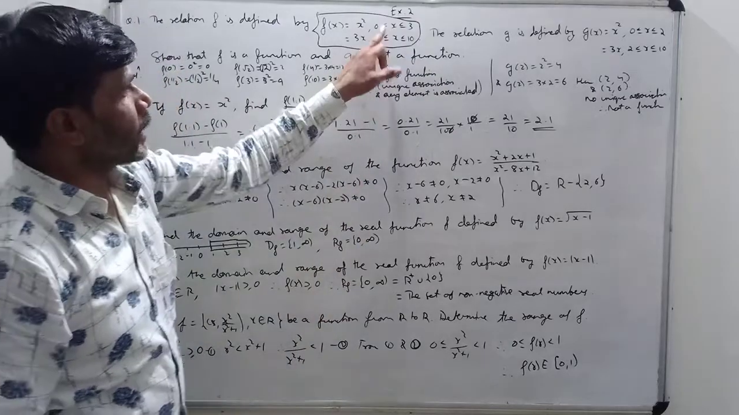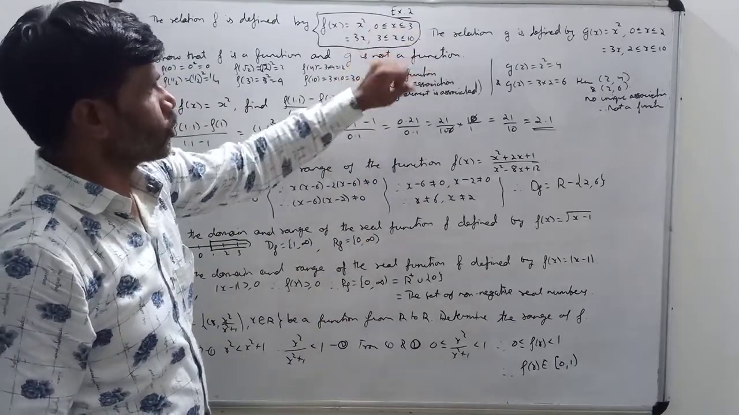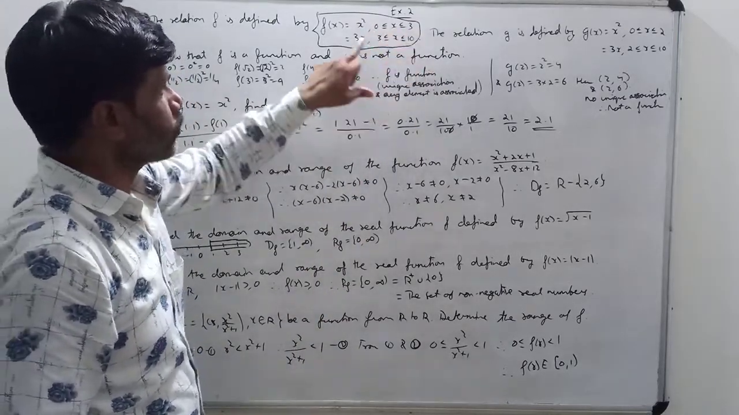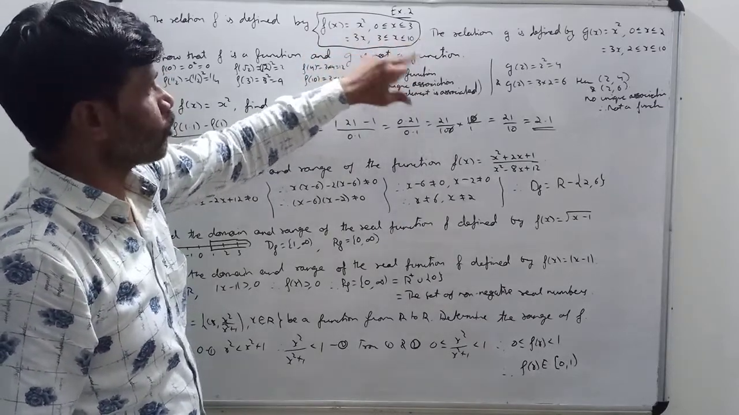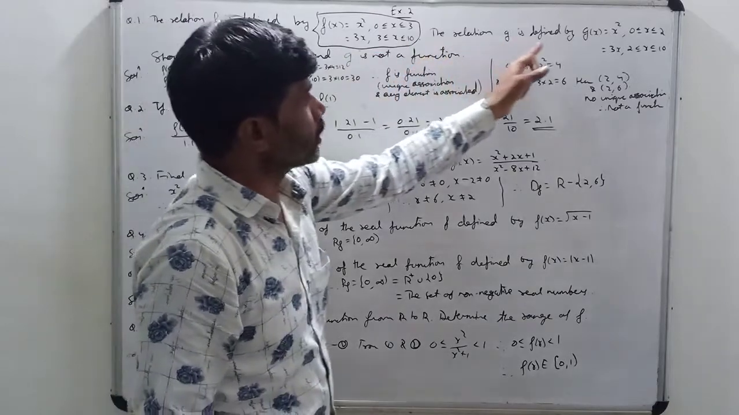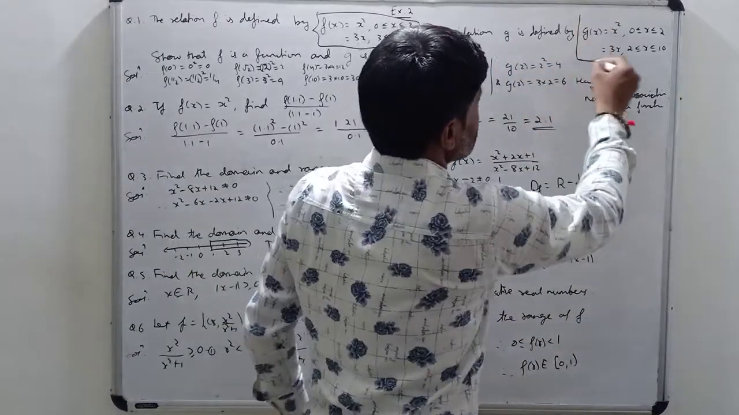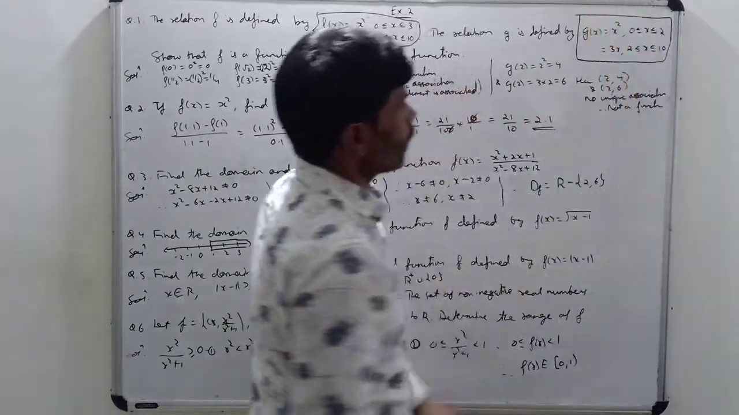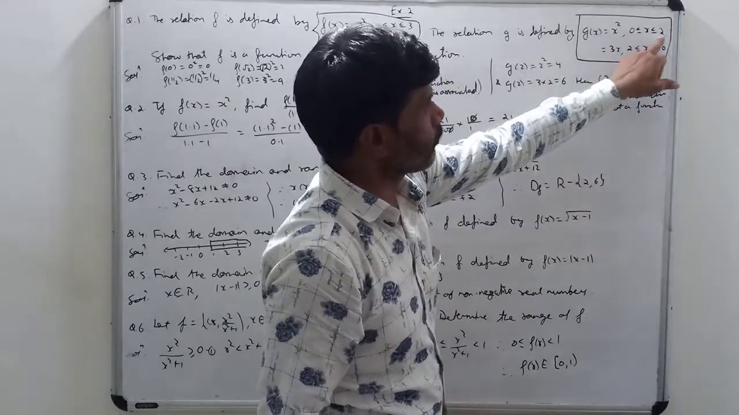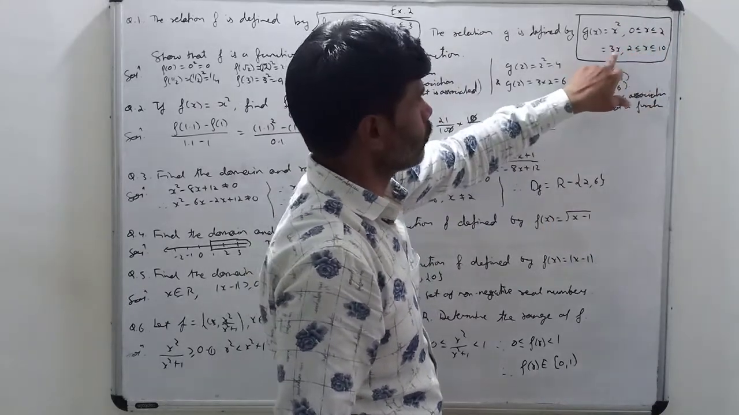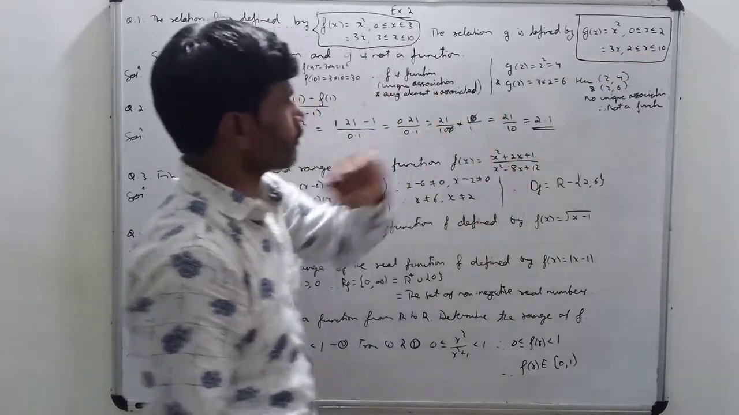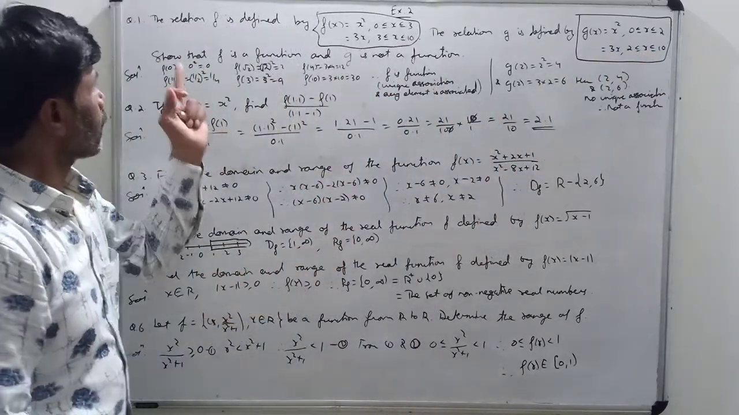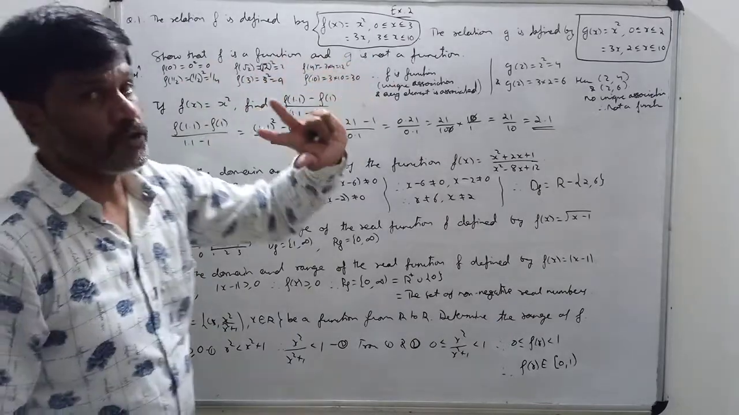x square, where x is between 0 to 3, closed interval, means 0 is less than or equal to x is less than or equal to 3, is equal to 3x when 3 is less than or equal to x is less than or equal to 10, means x belongs to closed interval 3 to 10. The relation g is defined by g(x) is equal to x square when 0 is less than or equal to x is less than or equal to 2, that is x belongs to closed interval 0 to 2, is equal to 3x when 2 is less than or equal to x is less than or equal to 10, that is x belongs to closed interval 2 to 10. Show that f is a function and g is not a function.